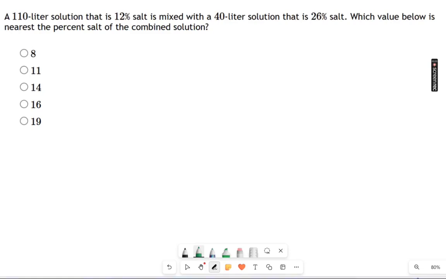We have here two salt solutions. One is salty and the other is very salty. And we're asked, when you mix them together, what's the total percentage of salt of the end result? Now, what you want to be careful here with is this is not simply averaging. Okay, we are not averaging.